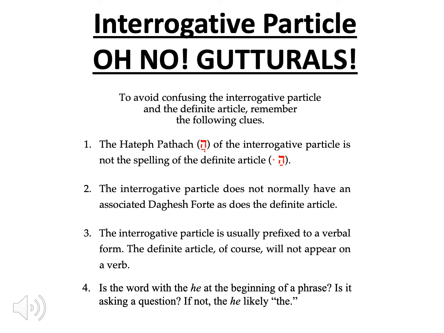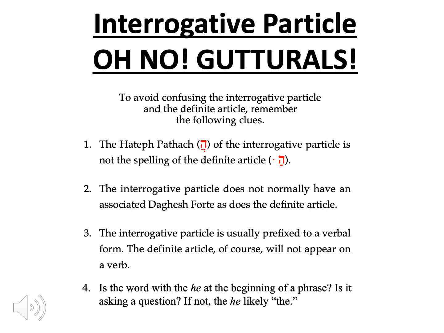Second, the interrogative does not have a dagesh forte in the following letter. The only trouble in identification, really, is when there is a guttural, in which case, remember that usually the interrogative particle is on a verb, while the definite article is only on nouns. Definite articles, the, cannot be affixed to verbs.